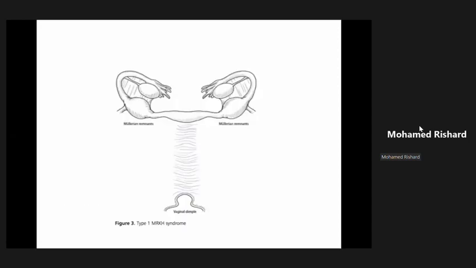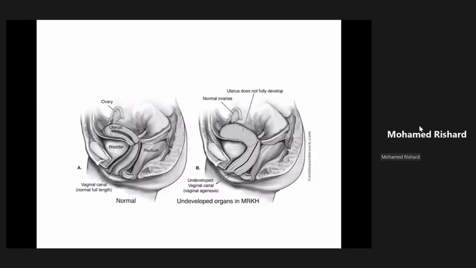So this is the picture. You can see the small Mullerian remnants, the ovaries are there, there is a big gap, and only a dimple vagina. So this is type 1. Here in this case you can see the normal one as well as the undeveloped organs in Mayer-Rokitansky-Kuster-Hauser syndrome. Ovaries and tubes will be fine. The uterus will not develop. The vagina will be a blind-ended vagina.